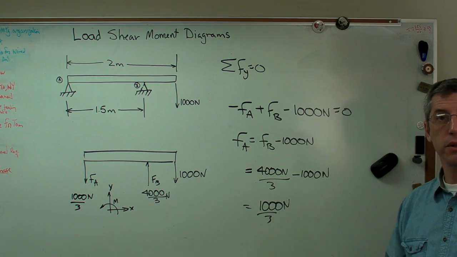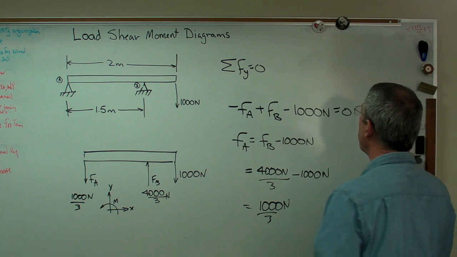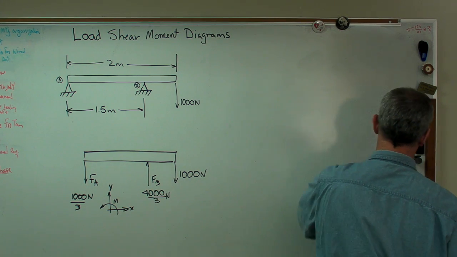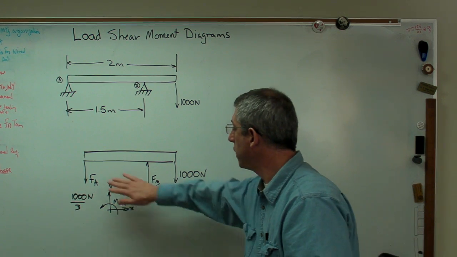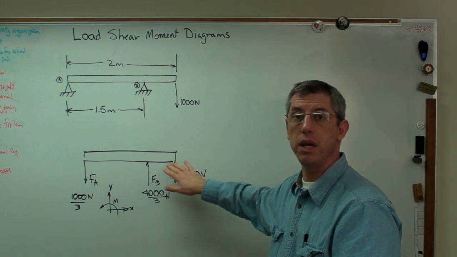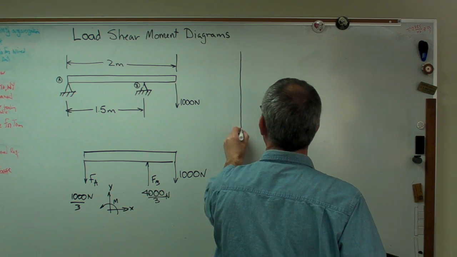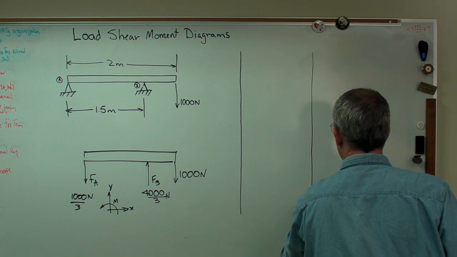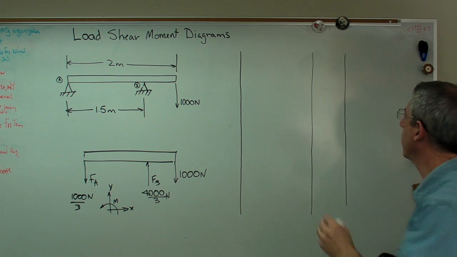Okay, I have all my support reactions, so the next step is to draw the load shear moment diagram. So I'm going to erase this, clear out a little bit of space, and I'm going to need to have 2 segments in my load shear moment diagram. I'm going to have the segment that goes from A to B and the segment that goes from B to the end. So let's just draw that out up front here. See if I can do this straight. It's hard to draw straight lines freehand, but there you go. That's not too bad. That'll work.